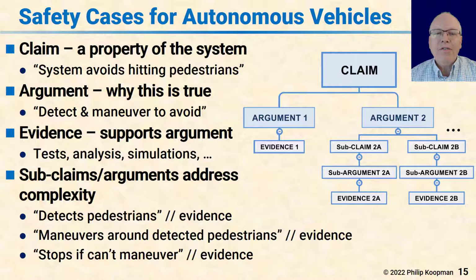For a claim of we don't hit pedestrians, it would be perhaps we detect pedestrians and here's some evidence that's true. We maneuver around detected pedestrians and here's why that's true. And if for some reason we can't maneuver, then we're going to be able to stop and here's why that's true.